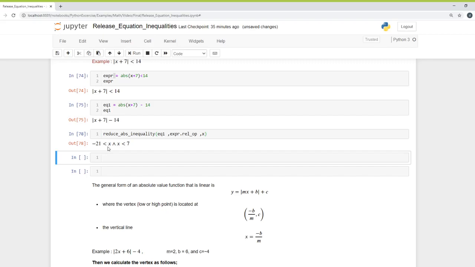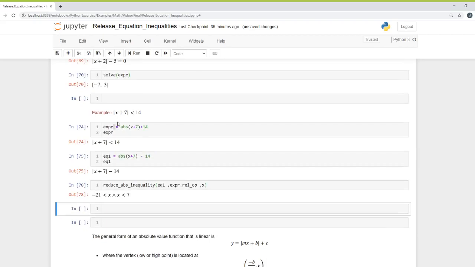All the values where x is greater than minus 21 and x is less than 7. So if we put the value of x is equal to 5, what happened? 5 plus 7 is 12, less than 14.